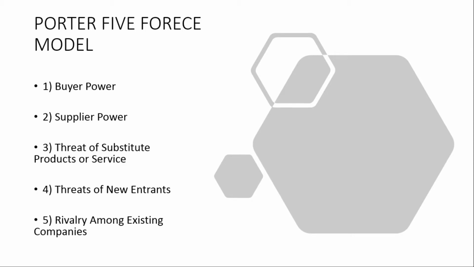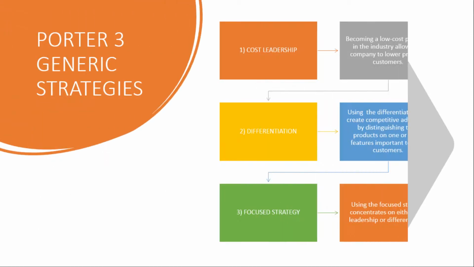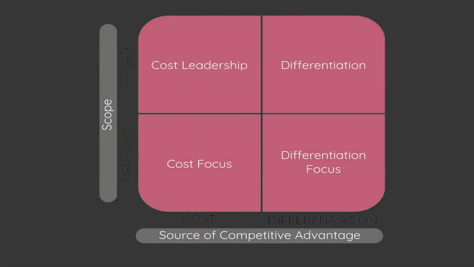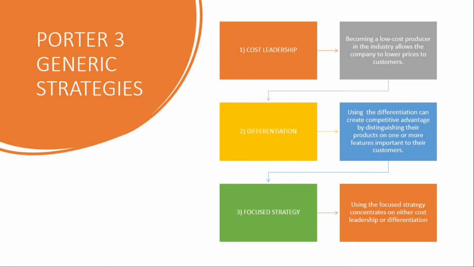These are the 5 forces: buyer power, supplier power, threat of substitute products or services, threat of new entrants, and lastly, rivalry among existing companies. Next one is Porter's 3 generic strategies. As the name states, there are 3 strategies, which is cost leadership.